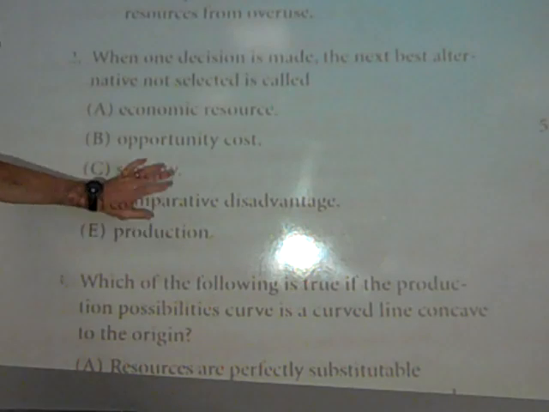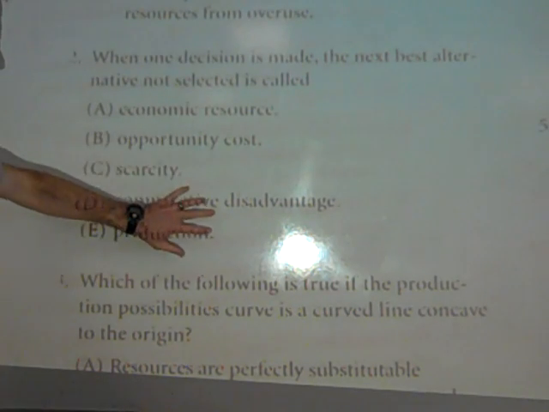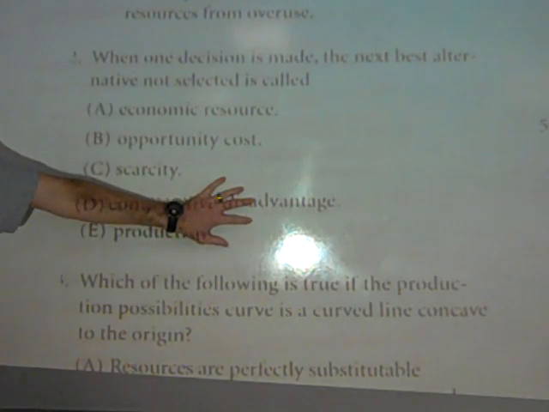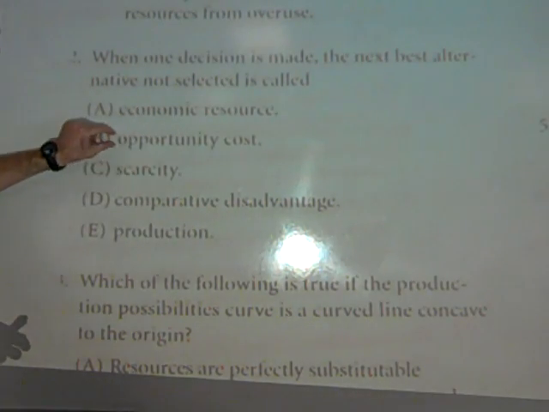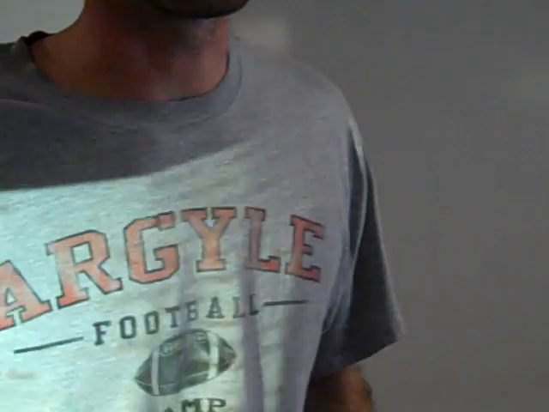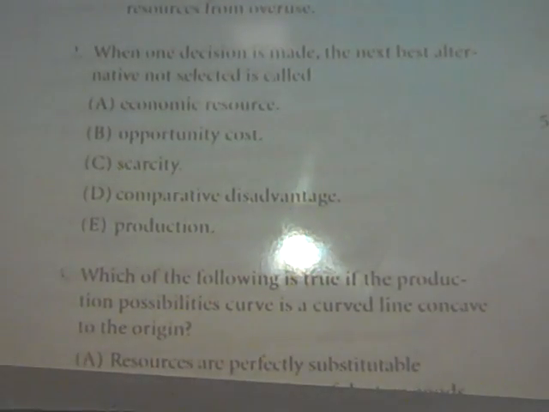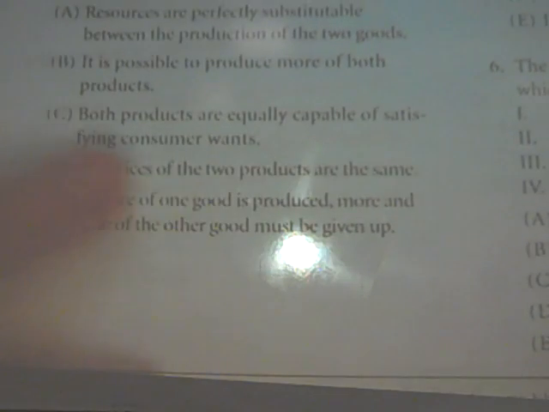Okay, notice they have some related ideas around here. Comparative disadvantages was not a thing. It's called comparative advantage. But they try to trick you with some related concepts, but there's one that's clearly the next best alternative. That is opportunity cost. Alright, there's about 10 more questions in this review about that exact idea.